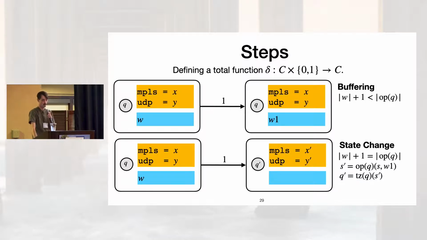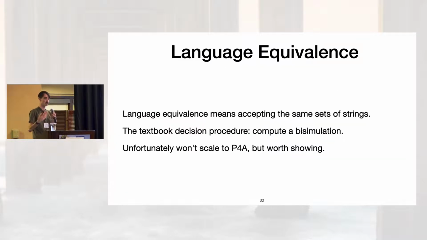Okay, but this is an automaton. It's a standard automaton, and so you can bring to bear the tools of automata theory. So there's a natural notion of language equivalence based on the languages recognized by each parser, and there are textbook decision procedures which you can throw at these things. They're not going to scale to P4A, but because our symbolic algorithm is based on them, I will show it to you anyway.